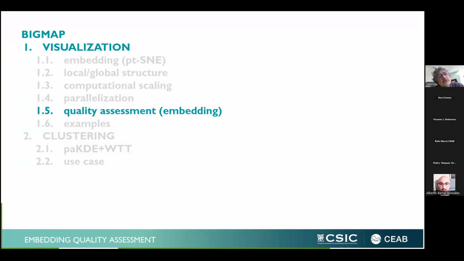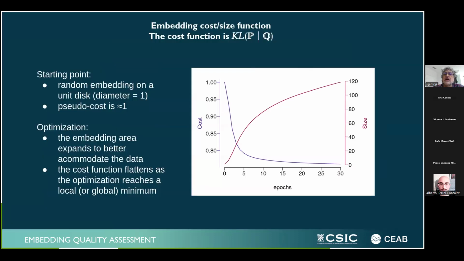BigMap also offers some tools for the assessment of the quality of the embedding. First, we have what we call the embedding cost function. t-SNE minimizes a cost function, which is defined as the Kullback-Leibler divergence between distributions P and Q, that explain the distribution of neighborhoods in the high dimensional space and the low dimensional space. And t-SNE tries to match these two distributions by minimizing this function.